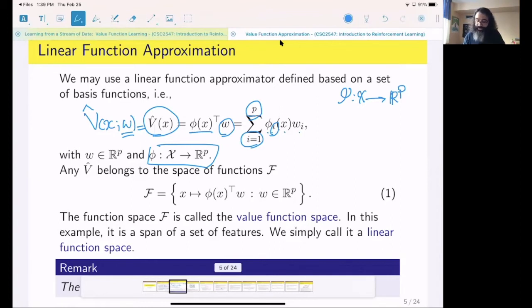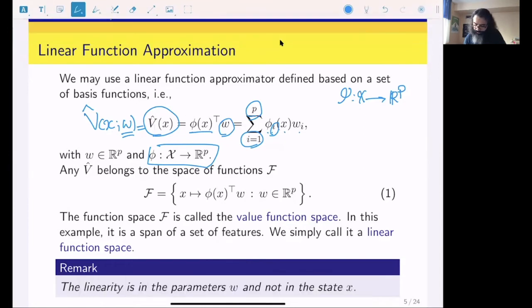And in this particular case, the function space F would be the functions from state to phi transpose x times w, where w belongs to R^d. In general, such an F is called a value function space, and in this particular case, it's called a linear function space.